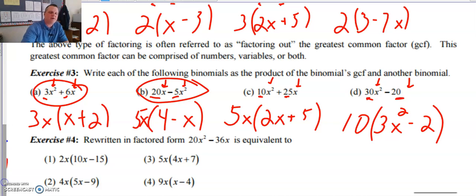And the GCF, it's always the first thing you look for, and sometimes the students forget about it. Okay? So always make sure you're looking for a GCF. And it could be a multiple choice.